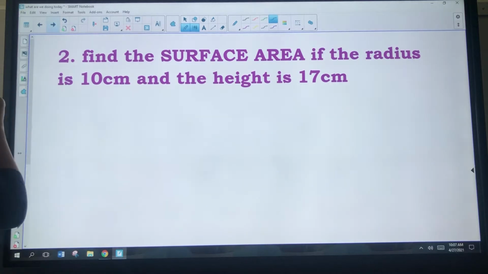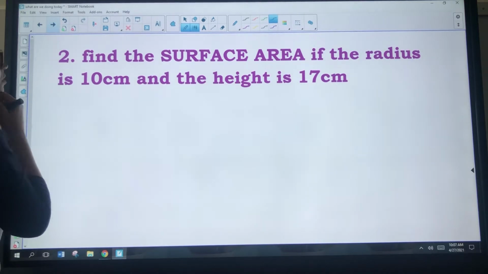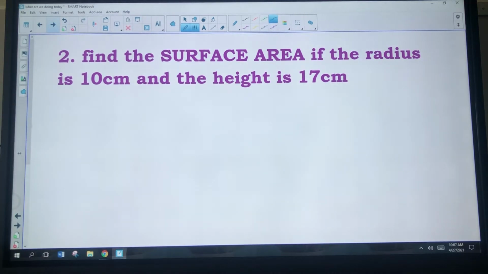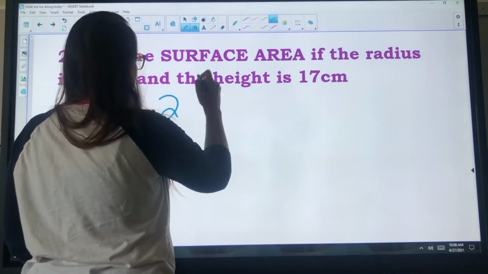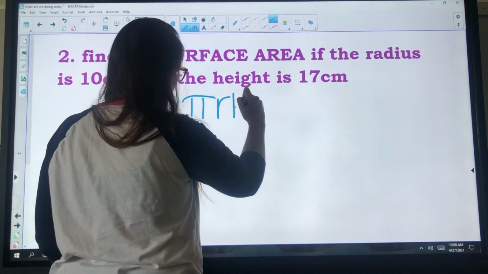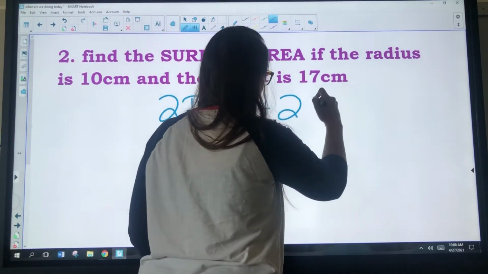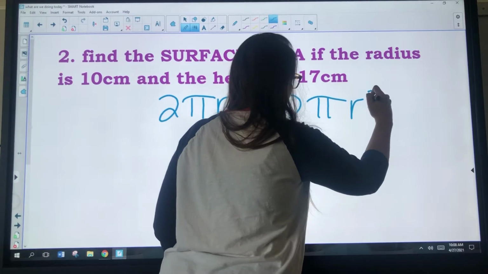Find the surface area if the radius is 10. Oh shoot, I need the formula, sorry. Two pi r h plus 2 pi r squared. 2 pi r h plus 2 pi r squared.